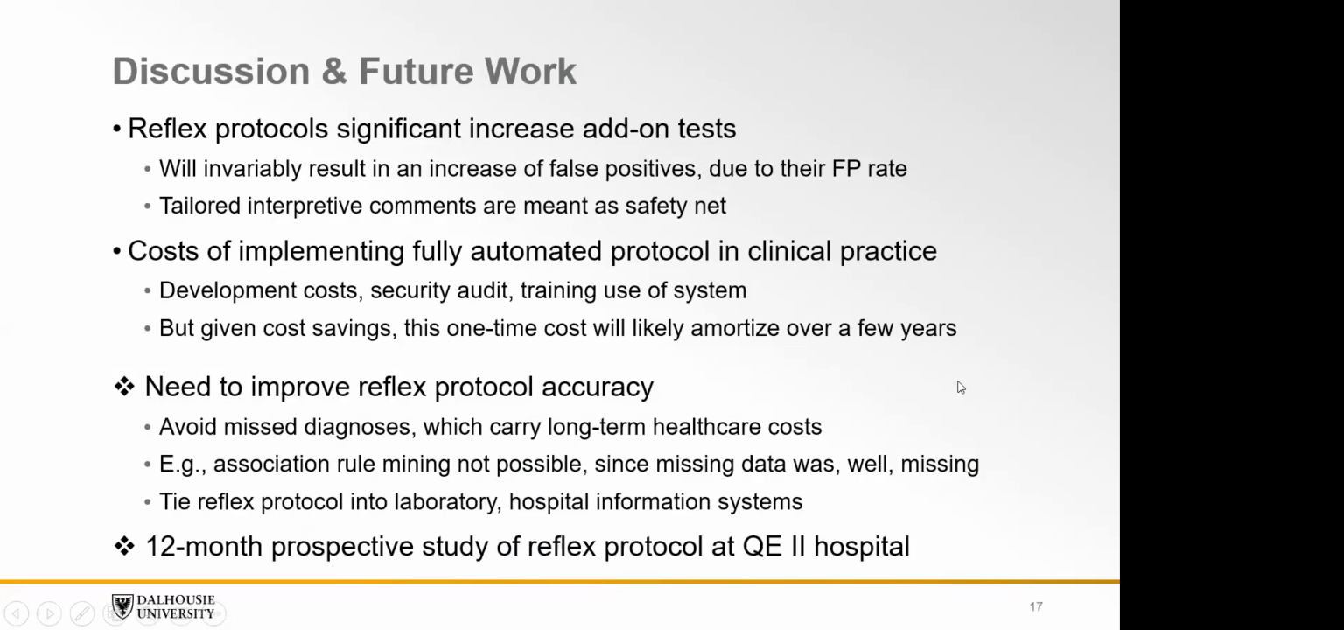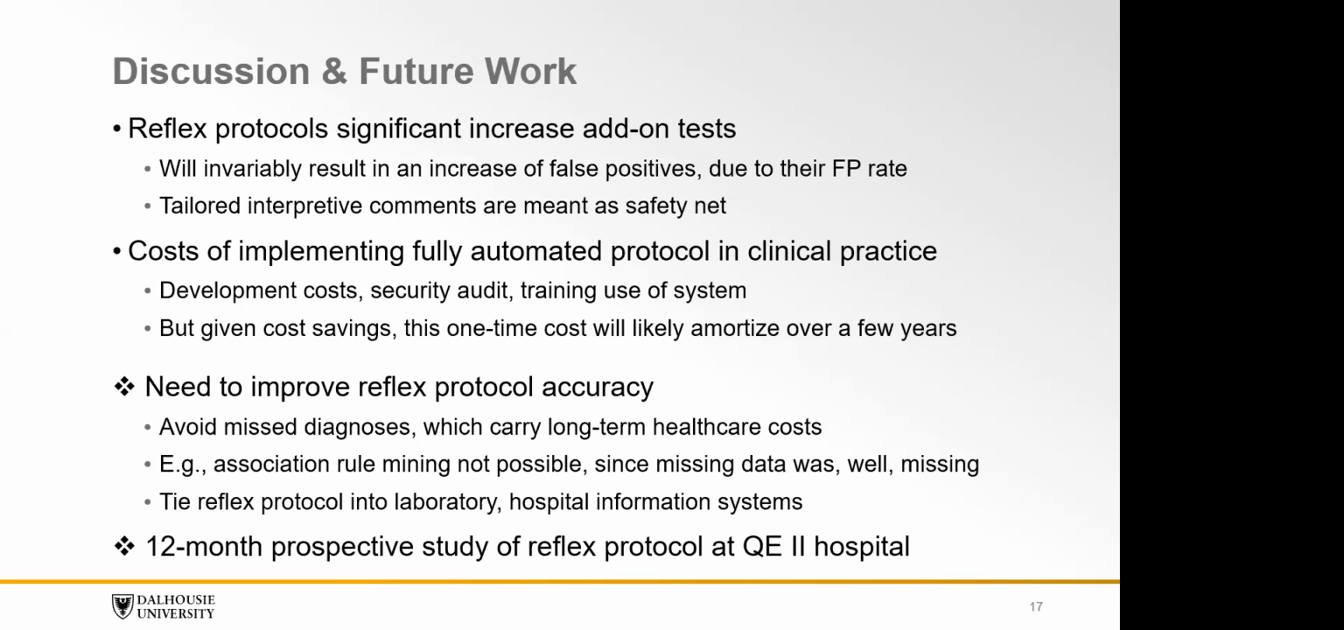So yeah, just going to rush through this here. I just mentioned this here. The staged aspect of it does seem to help quite a lot in reducing the number of tests and hence reduce false positives and marginal test cost. And you also need to consider the cost of implementing a fully automated protocol in clinical practice: the development costs, security audit, training, the use of the system, and so on.